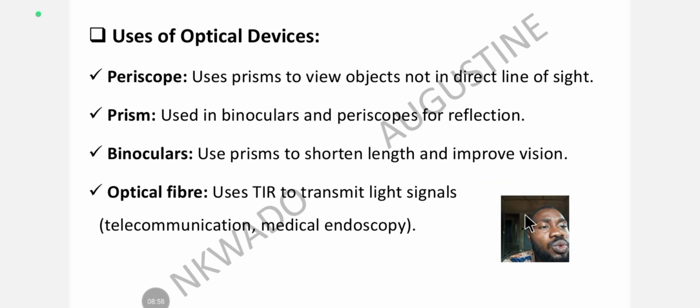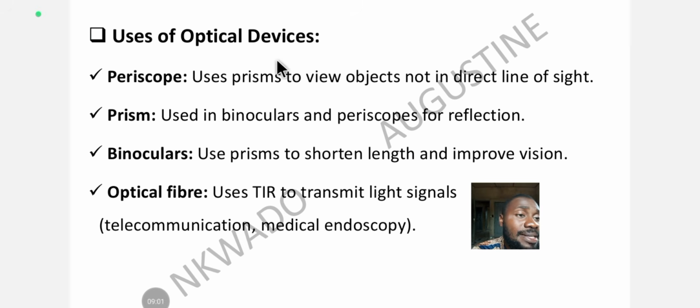Now let's look at the uses of optical devices. What are the uses of optical devices? The first one is the periscope. It uses prisms to view objects not in direct line of sight. So objects that are not in direct line of sight, maybe an object inside a pipe or a closet, you use a periscope to view it, through the help of an optical device. And what is the optical device used in a periscope? It's prisms, or just mirrors, put there at an angle of 45. Two mirrors at angle 45.